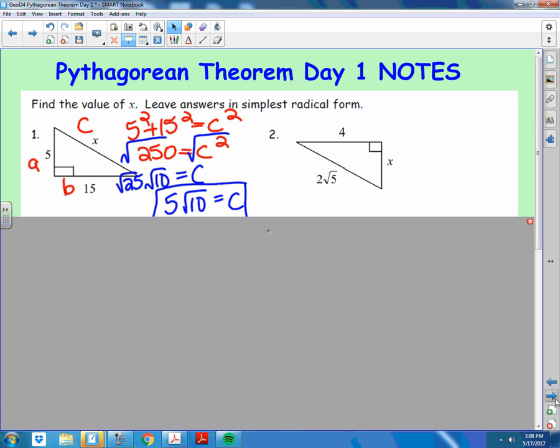Five root 10. Any questions on that? How'd you do that? Well, did everyone get 250 equals C squared? Yes. Okay. How do you split the square root of 250 into good square root, bad square root? 25 times 10. 25 times 10 is 250. 25 is a good square root. So you end up with the square root of 25 times the square root of 10. The square root of 25 is 5. You end up with 5 root 10.